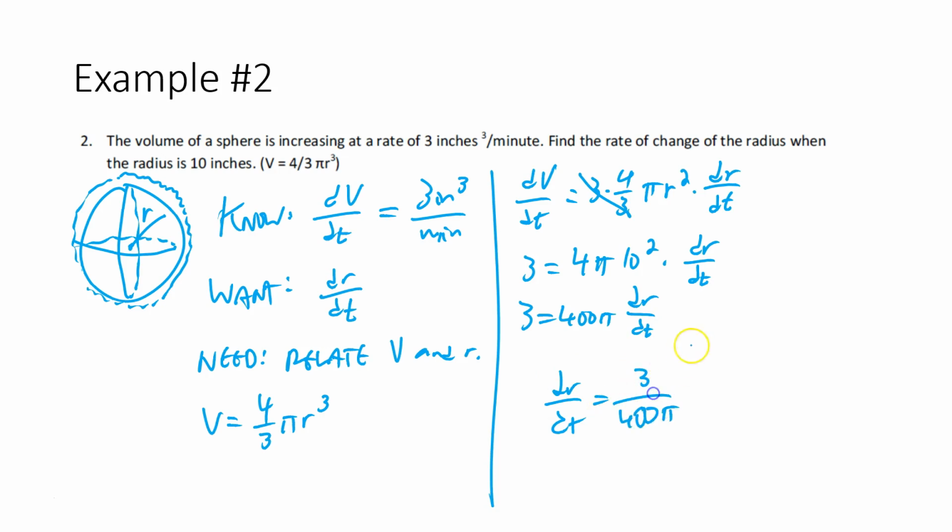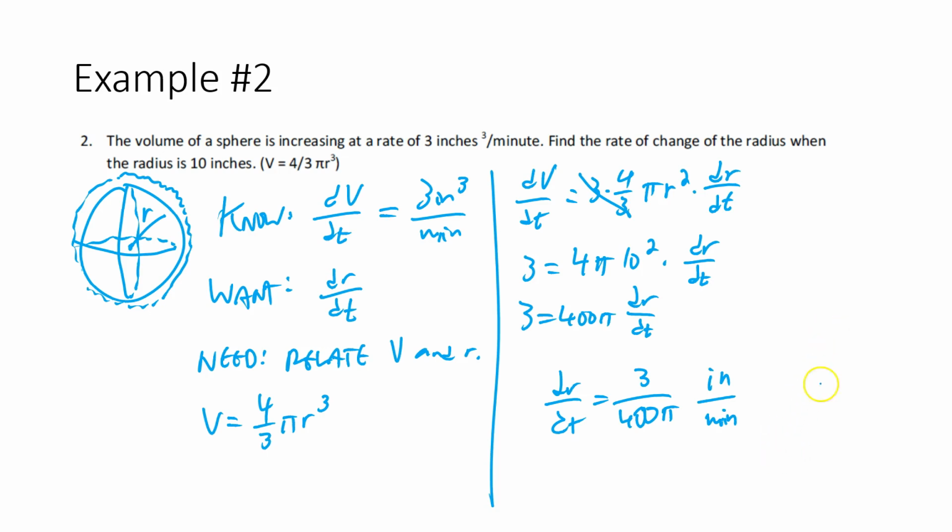And let's think about units here. Radius is a linear measure, so it's going to change at inches per minute. Okay, so that's what I've got for you here.